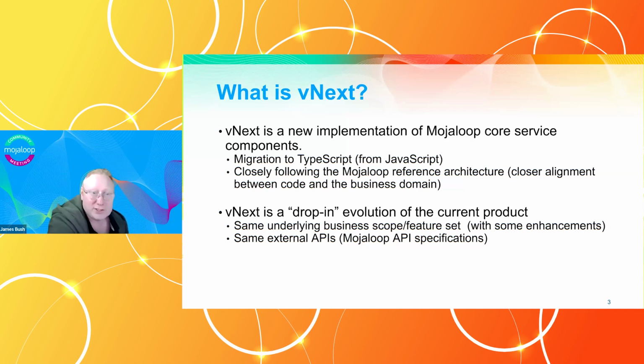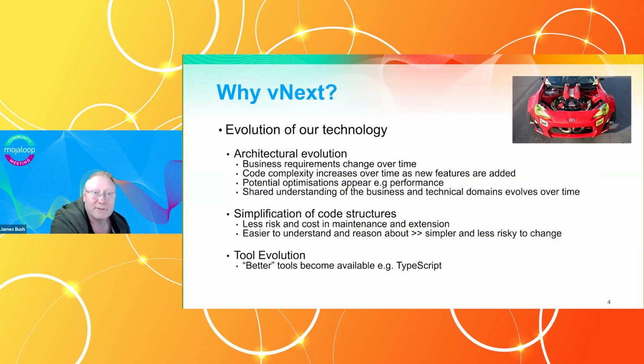That has some advantages. vNext is a drop-in evolution of our current product. So it will have the same underlying business scope and feature set. So adopters, when we make a release that's based on vNext components, will have exactly the same external APIs and the same feature set as the existing Moduleap version. And it will be fully compliant with the Moduleap specification in the same way the vNow codebase is.